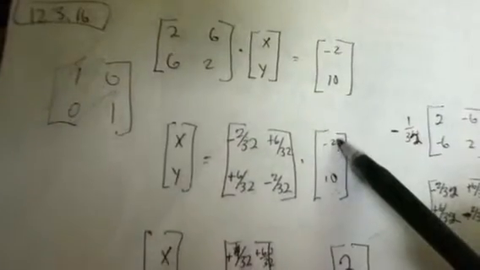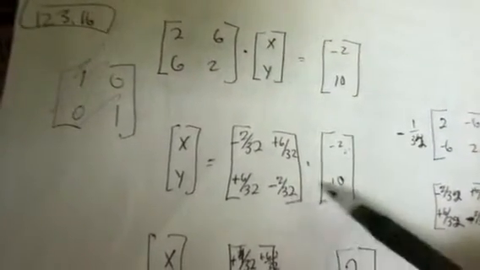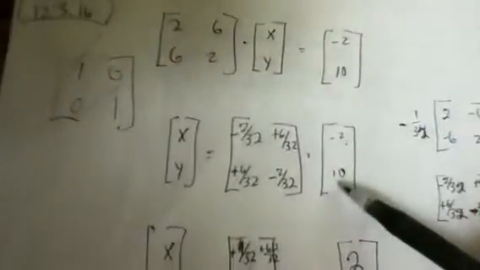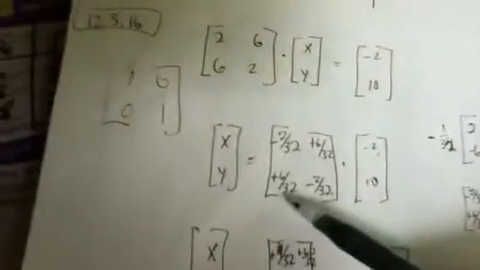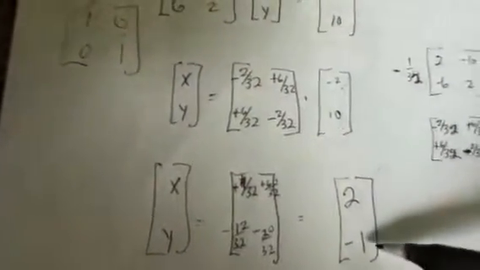6 over 32 times negative 2 is negative 12 over 32. And then these two multiplied together make negative 20 over 32. Negative 12 plus negative 20 is negative 32 over 32. Negative 32 over 32 is negative 1. So there's your answer.